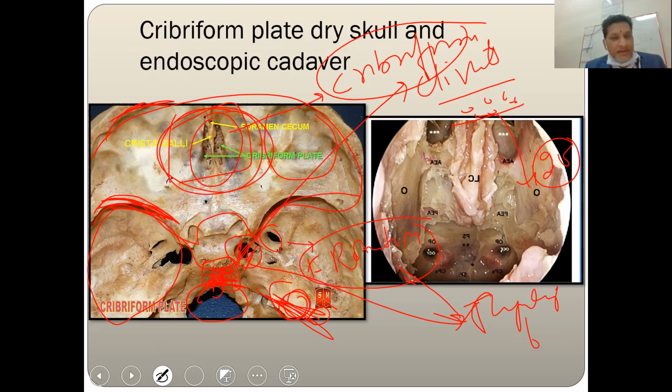Okay. So this cribriform plate is nothing but multiple perforations, about 20, available for the transmission of olfactory neurons.